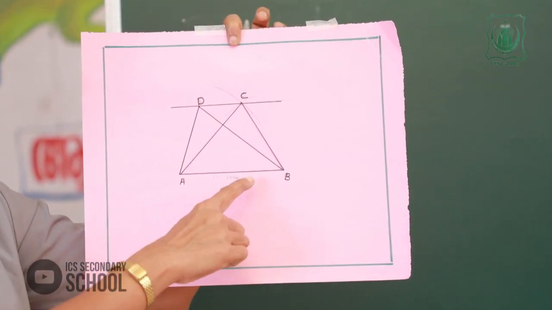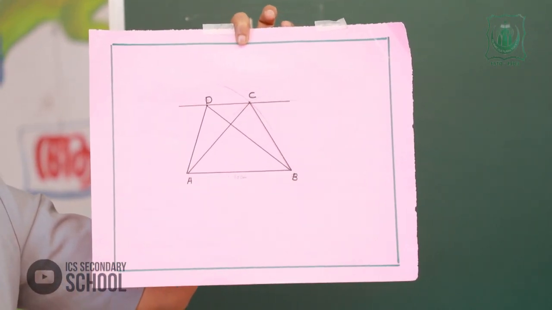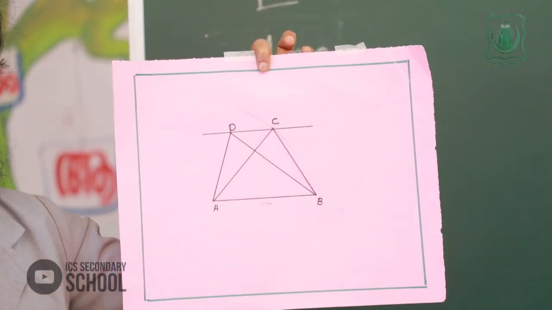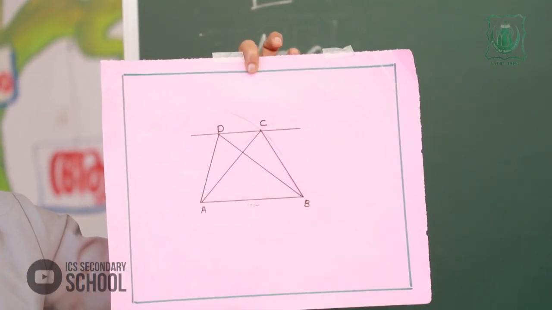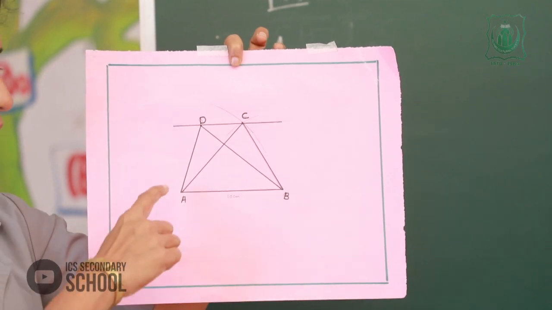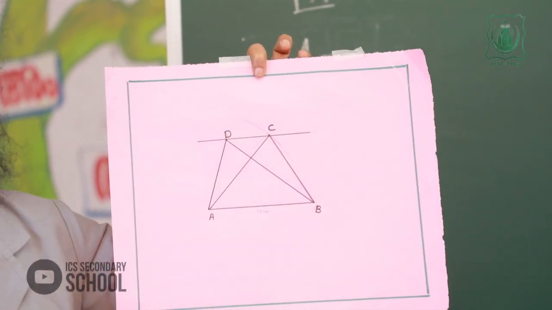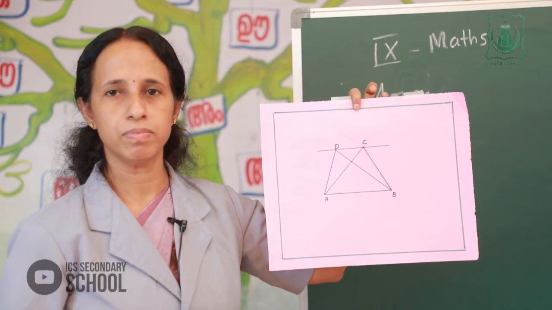The bases of these triangles are the same. The third vertices of these triangles are on a line. The areas of these triangles are the same.